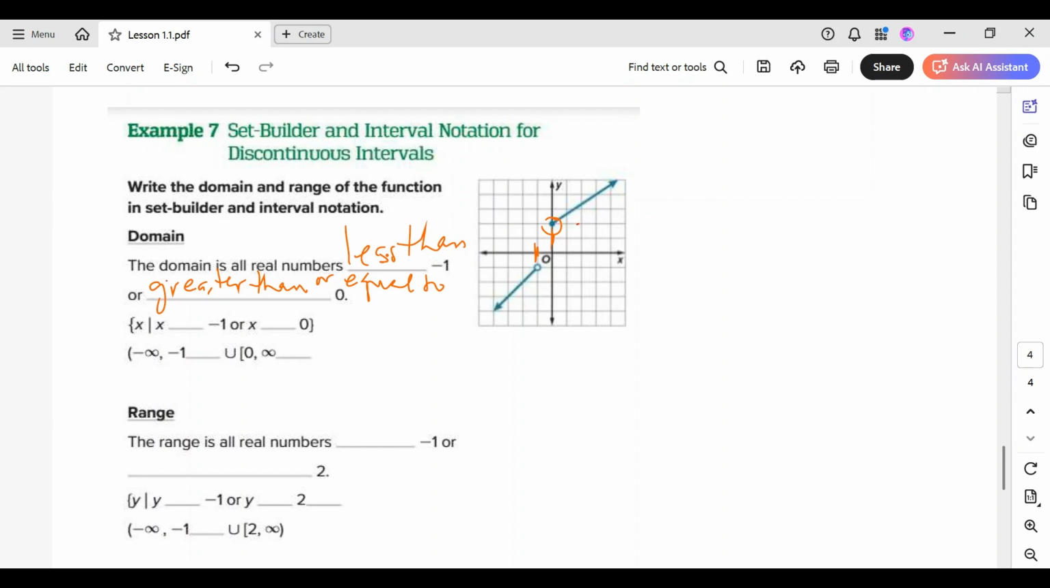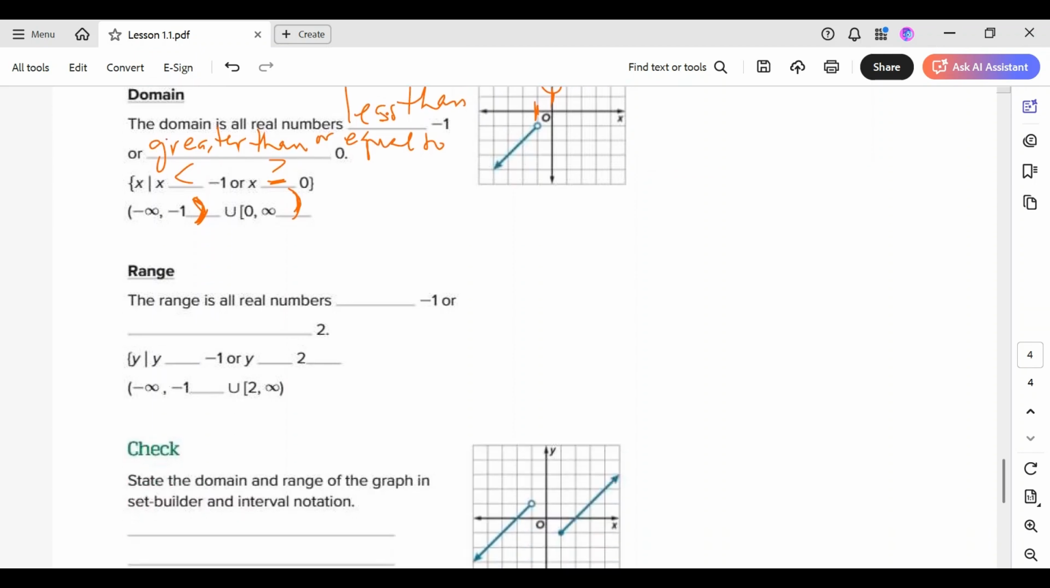So when I look at set builder, it says x if and only if x is less than negative 1. I used only a less than symbol. I did not put a line underneath it because it's an open circle, or x greater than or equal to 0 because it is a solid dot. Now when we go to interval notation, again, negative infinity to -1, I'm using a parentheses for the -1 because I'm not including it. The U means union. Then we used a bracket for 0, going to infinity, and I'm also using a parentheses because anytime infinity symbols are used, you must use a parentheses only. You cannot use a bracket.